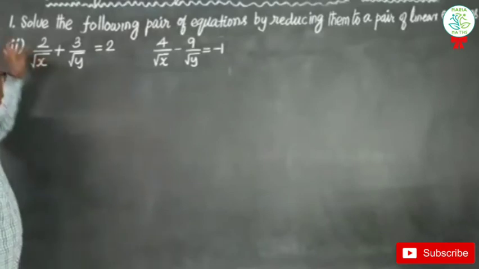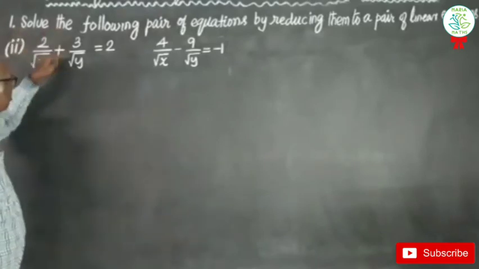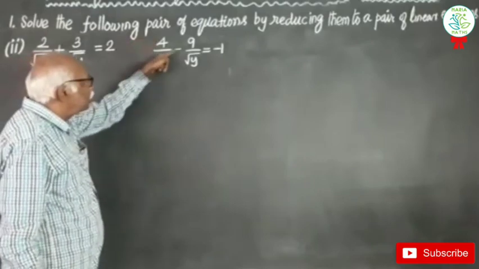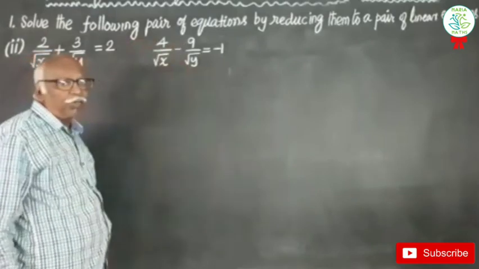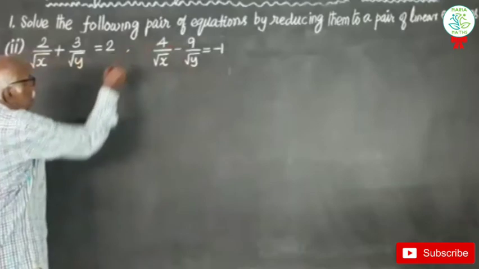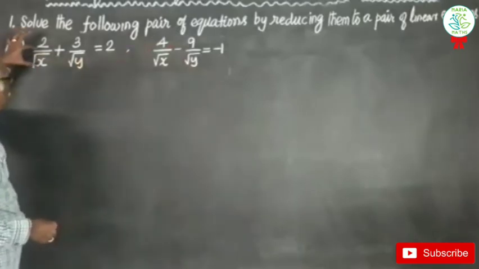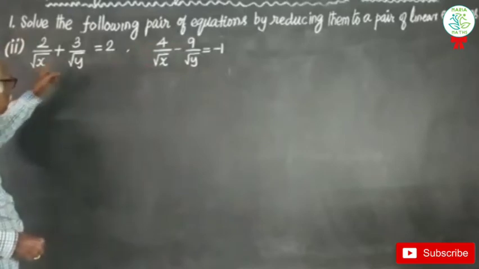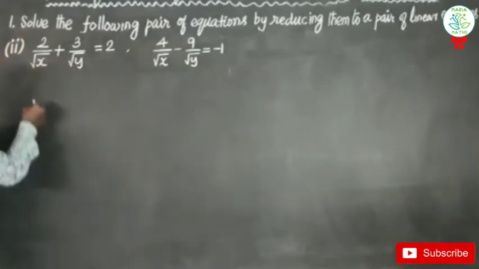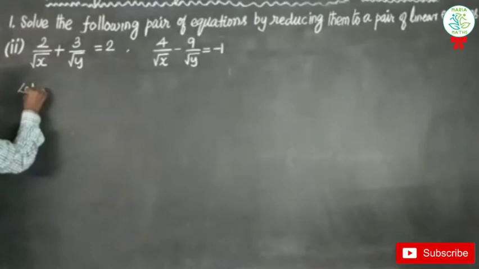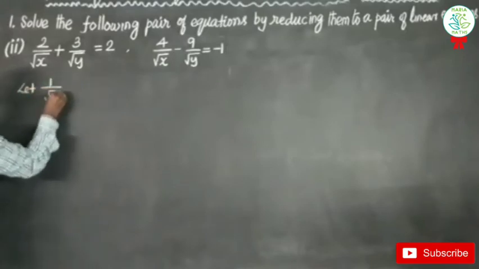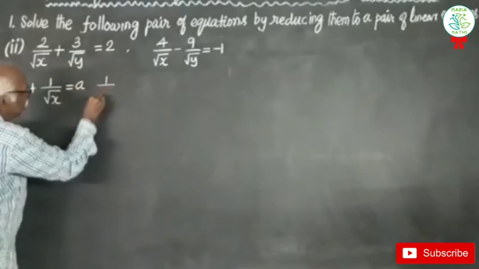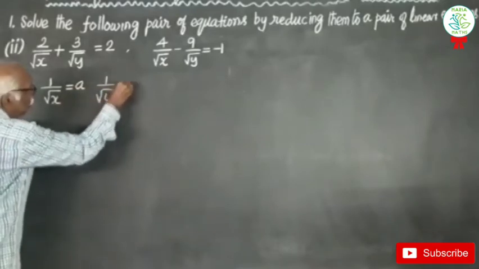Subdivision 2: 2 by root x plus 3 by root y equal to 2. Second equation: 4 by root x minus 9 by root y equal to minus 1. Now, we have to substitute. Let 1 by root x is equal to a and 1 by root y is equal to b.